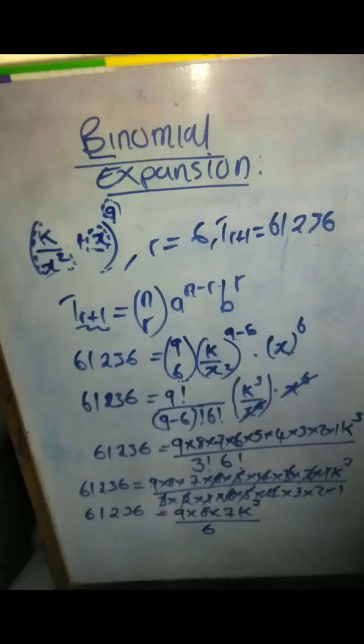So then we can now calculate this. What is 9 times 8 times 7? So we use a calculator. We have 9 times 8 times 7, then we're going to have 504. Then divide this by 6. So with all these numbers, we're going to have 61 236 equals 84k to the power 3.